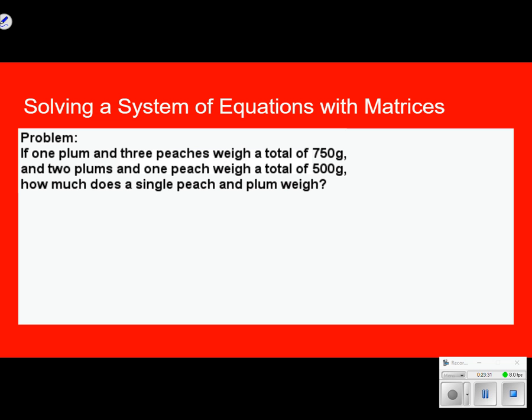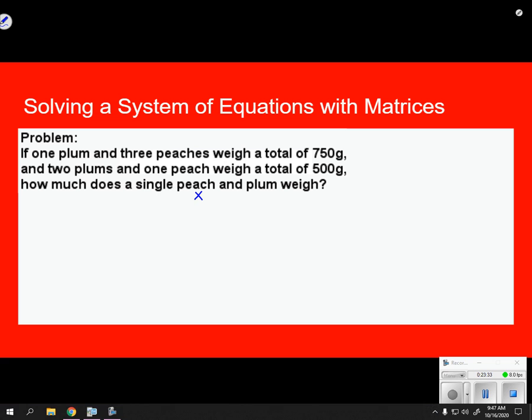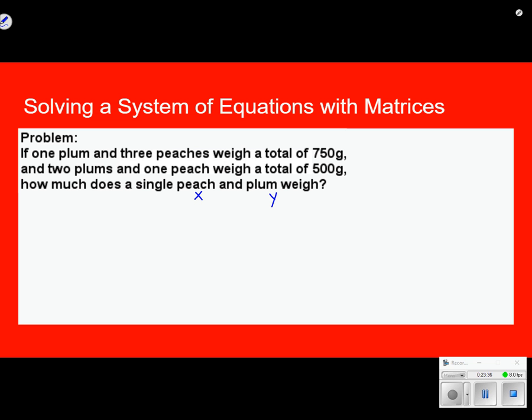Now let's let how much a single peach weighs be x and plums be y. So if 1 plum and 3 peaches, so 1y and 3x, weighs a total of 750 grams, and 2 plums and 1 peach, so that would be 2y and 1x, equals 500 grams. Then with a system of equations, we can figure out what one of each are. If I have 2 variables, I need 2 equations. If I have 3 variables, I need 3 equations to be able to do this.